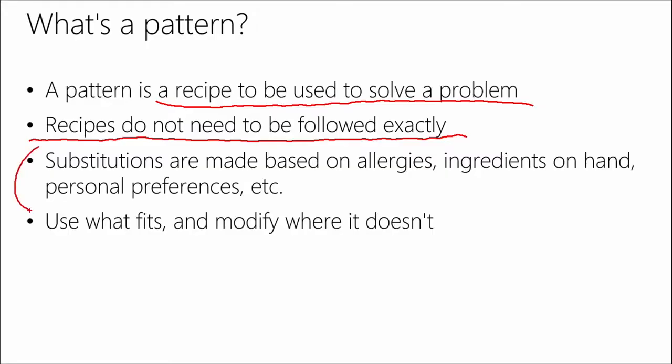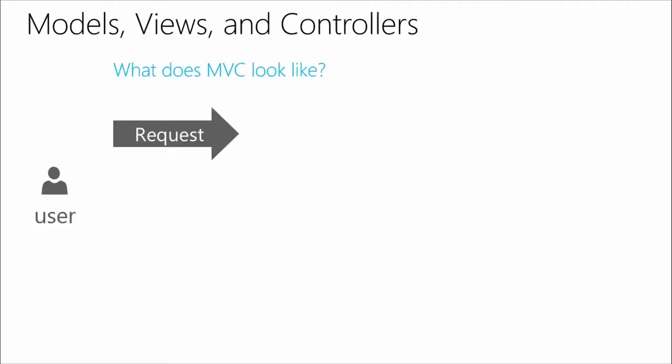And the exact same thing holds true with patterns, if we can keep beating this analogy into the ground here. If a pattern is a recipe, you can absolutely go in and make substitutions. Just like with cooking, you'll make it based on allergies, the ingredients that you have on hand, and so forth. So you use what fits, and then you modify where it doesn't. And you'll notice that with Django as well.